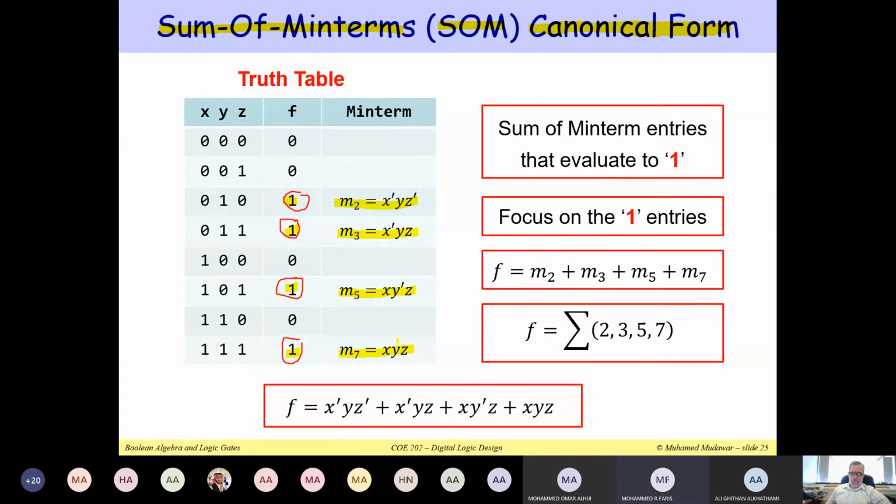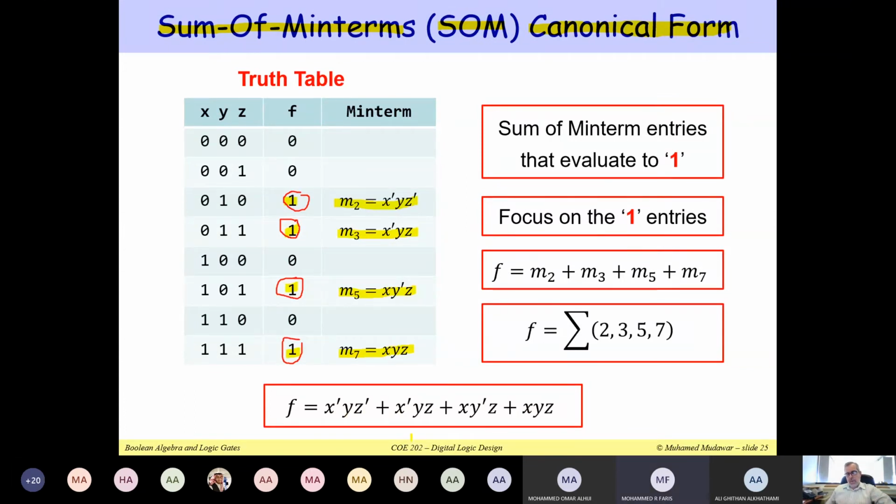We need just the ones. Now notice that the value of the function f is equal to 1 in these 4 cases. So when x is equal to 0, y is equal to 1, z is equal to 0, this will evaluate to 1. 1 or anything will give me 1. Notice that when x is equal to 0, y equal to 0, and z is equal to 0, the value of the function is equal to 0. So if you substitute 0, 0, 0 here, you will get 0. I get it, yes. Thank you.